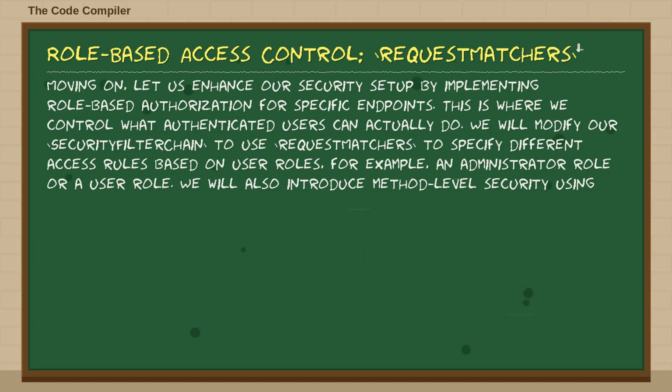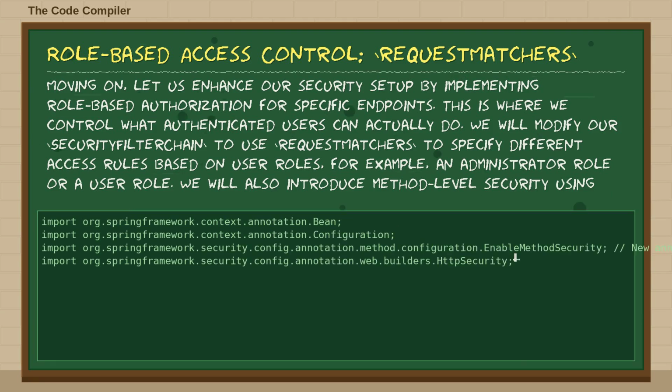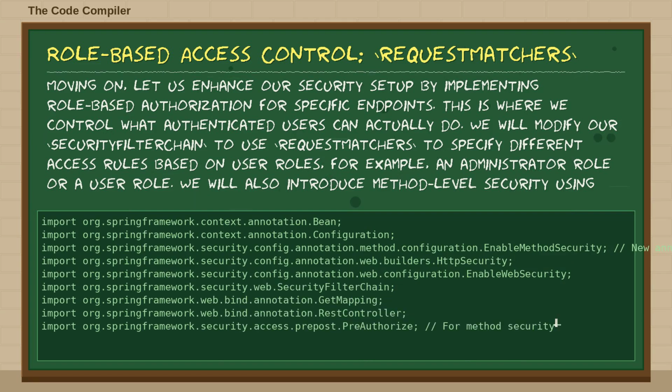We will also introduce method-level security using the @EnableMethodSecurity annotation and the @PreAuthorize annotation on our controller methods. This allows for very granular control over who can call which method. For example, only users with the admin role can access the admin path or call a method annotated with @PreAuthorize hasRole admin. This is very powerful, my friends.